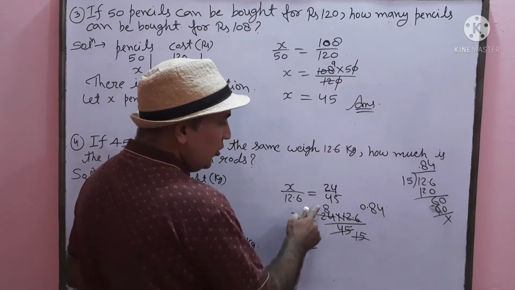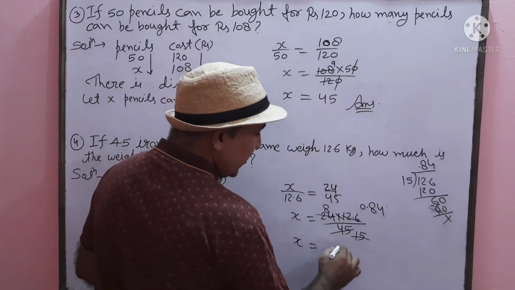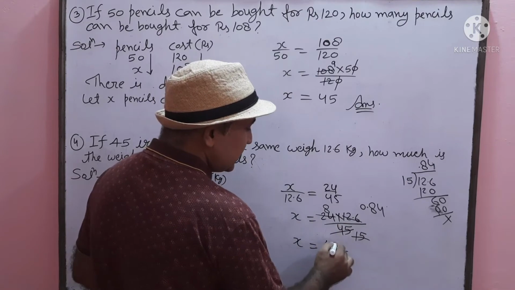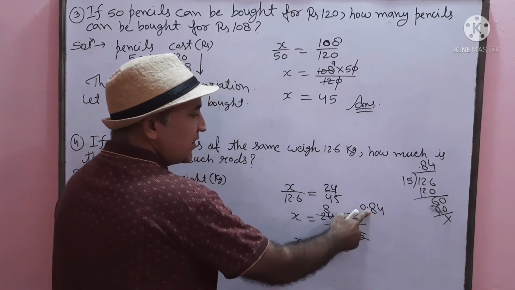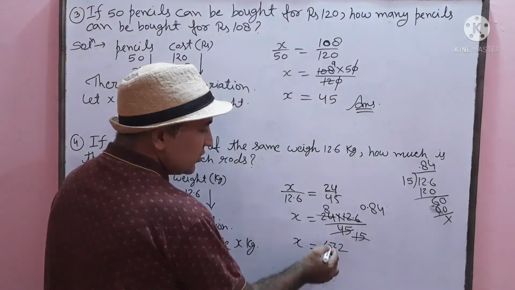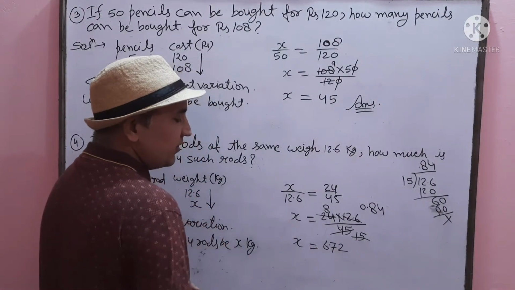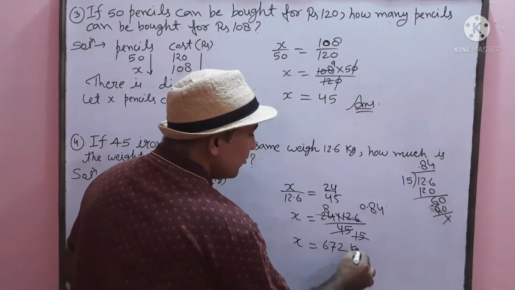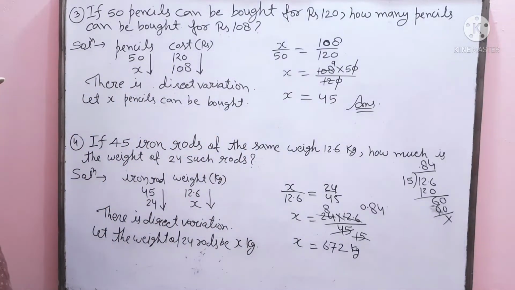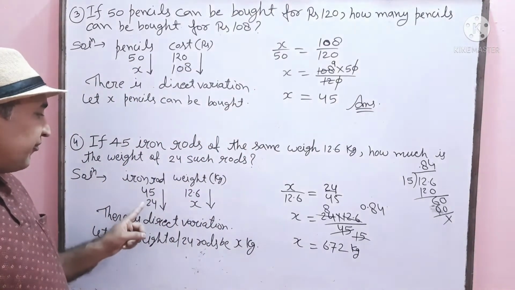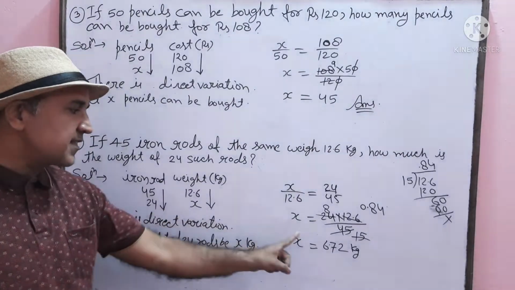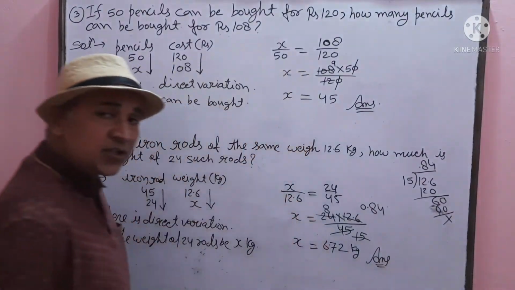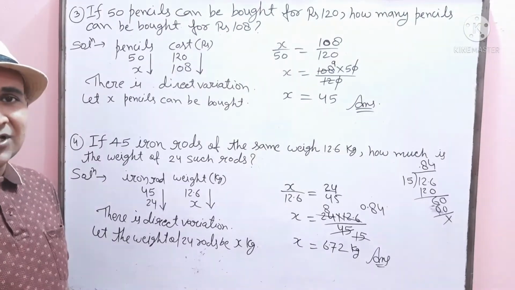So x is equal to 8 into 0.84. 8 into 4 is 32, 3 carry on, 8 into 8 is 64 plus 3 is 67. From the right hand side after 2 digits there is a decimal, so here also from the right hand side after 2 digits we will put the decimal. And x is the weight, so the unit will be kilogram. So x is equal to 6.72 kilogram. That means the weight of 24 iron rods is 6.72 kg. This will be your answer. Understood? Again pause the video and note down these questions.